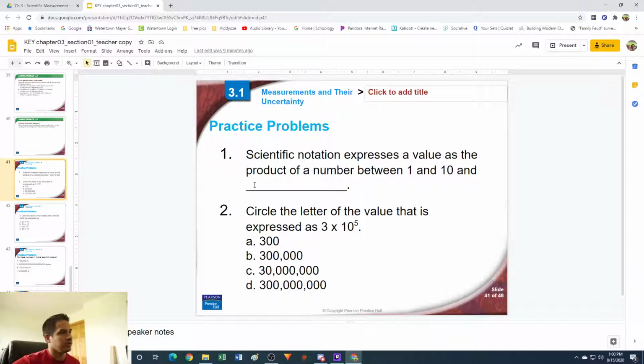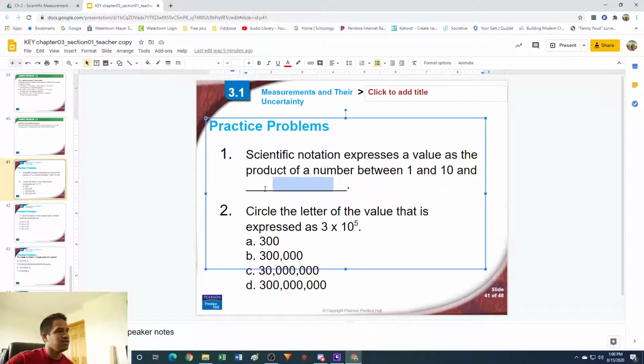So, number 1, scientific notation expresses a value as the product of a number between 1 and 10 and some power of 10. So it's a product of some number between 1 and 10 and, maybe the best way to word it, to some power of 10. Okay, so again, it's going to be a decimal number times 10 to some power.